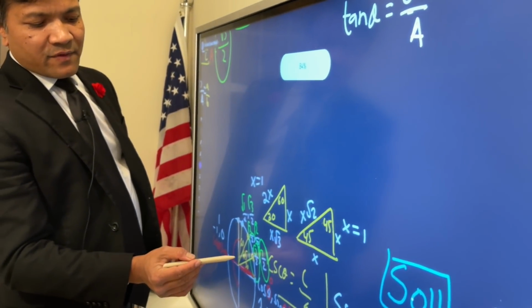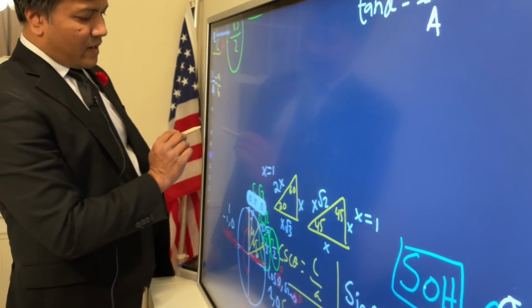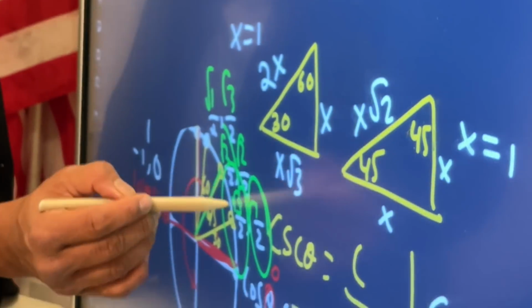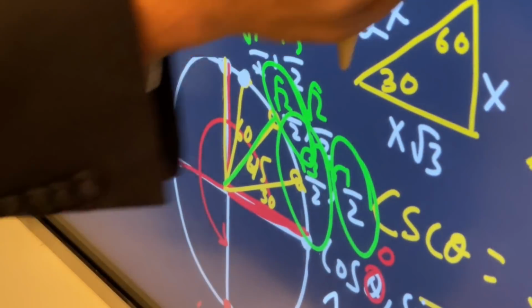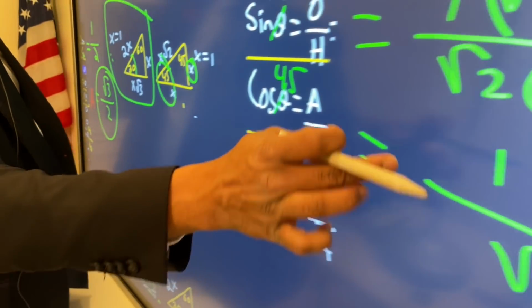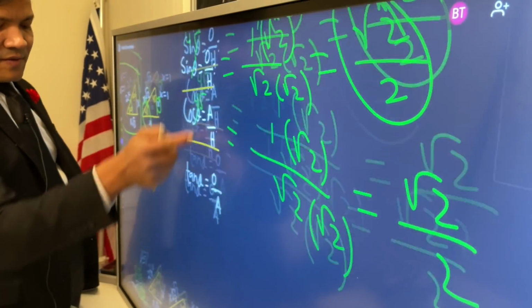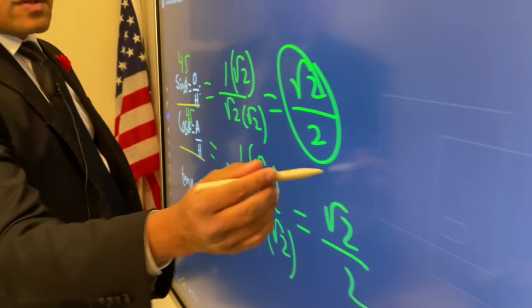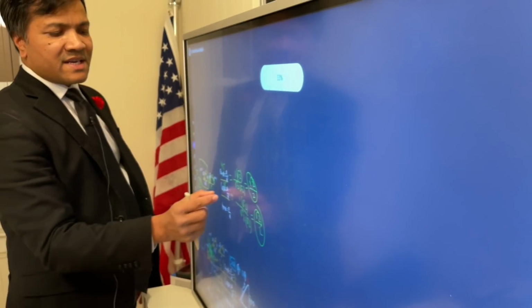So cosine 45 degree is square root of 2 over 2, and sine 45 degree is also square root of 2 over 2. So this is why 45 degree is magic.